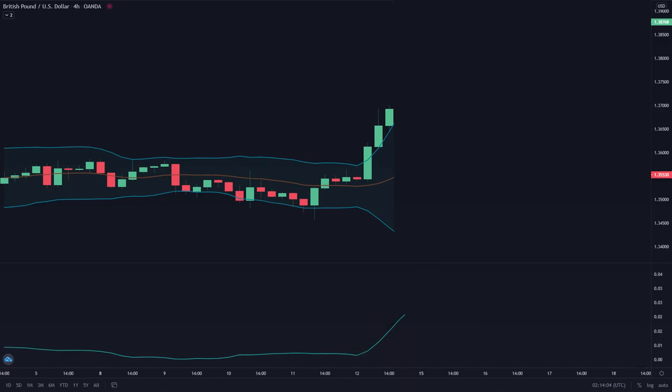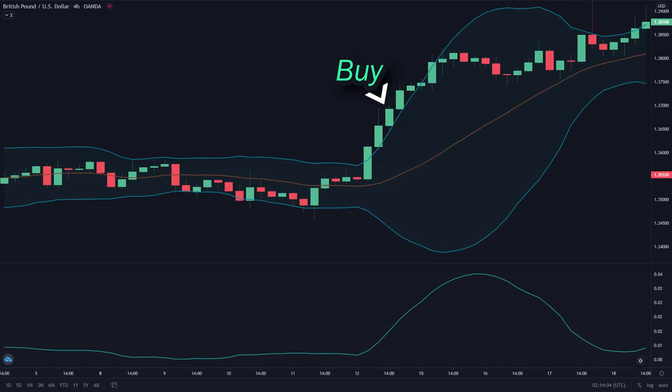Then, we can see 3 green candles broke out of the upper line. So based on the price action, the breakout is more likely happening to the upside. So this is a good opportunity to take a buy position. But remember, just because a candle broke out doesn't mean you automatically take a position. You need to wait for signs of rising volatility.